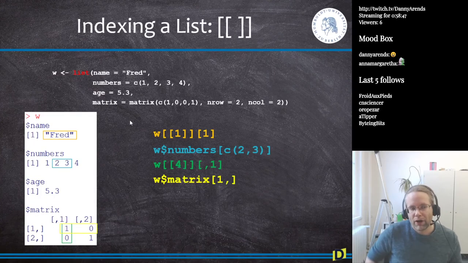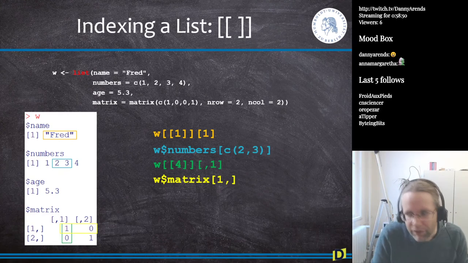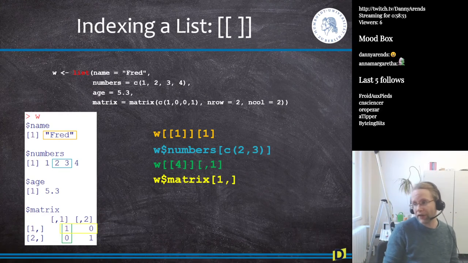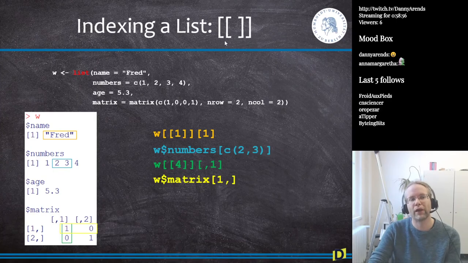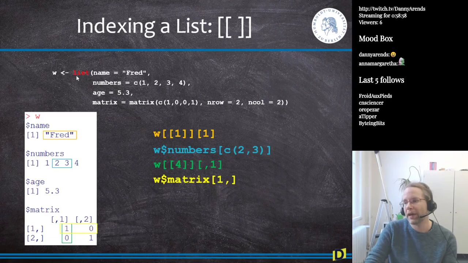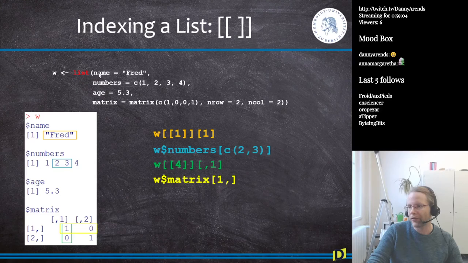All right, so a little bit more about lists. If we have a list and we want to take something from the list, since a list is different from a vector, we have to use the double square brackets. So imagine that I make a list, and this list is called W. It has four elements. The first element is a character vector of length 1. The second one is a numeric vector which has a length of 4. The third one is again a numeric vector of length 1, and the fourth element in this list is actually a matrix. And that is perfectly fine because a list can contain anything, so every element of the list can be a different type.